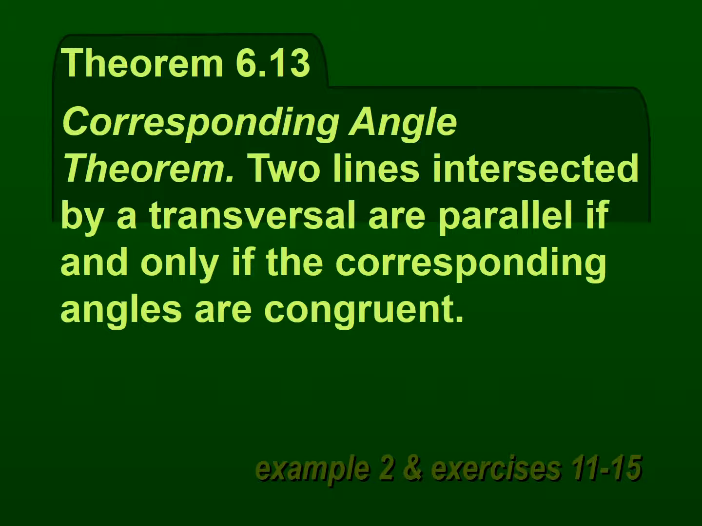All right, so we have another theorem, the corresponding angle theorem, which says that two lines intersected by a transversal are parallel if and only if the corresponding angles are congruent. So remember, corresponding angles are on the same side of the transversal, and in corresponding positions relative to the lines. If you take a look at example 2 in your textbook, you can see a good example that talks about the corresponding angle theorem. So go ahead and take a look at that and make sure you write it down.